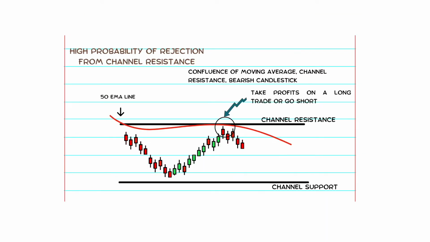In this example, if there's a confluence between the moving average, channel resistance, and the bearish candlestick at the horizontal resistance line, then you can go on a short position or take profits on a long position.